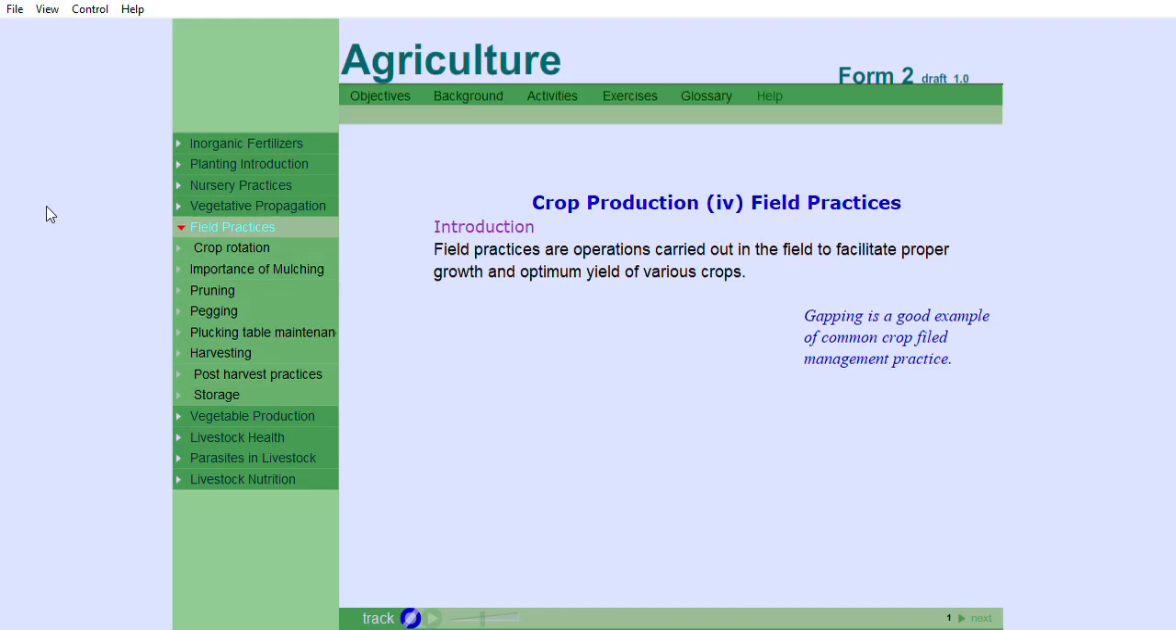Crop production: field practices. Field practices are operations carried out in the field to facilitate proper growth and optimum yield of various crops.